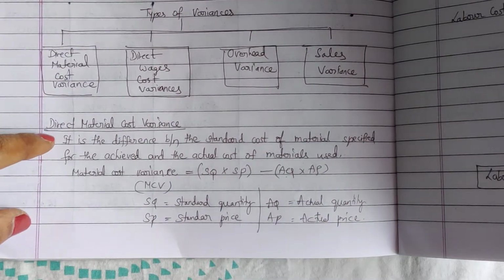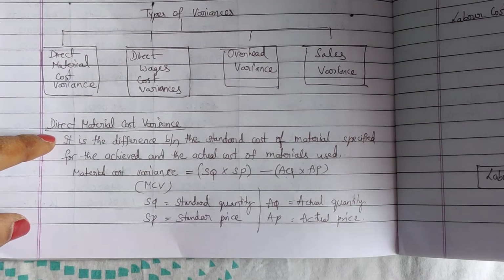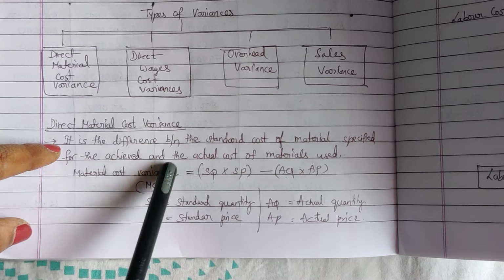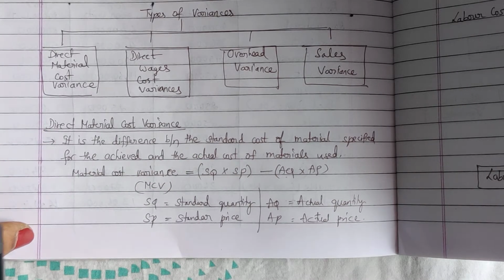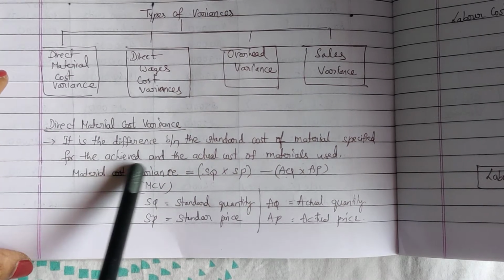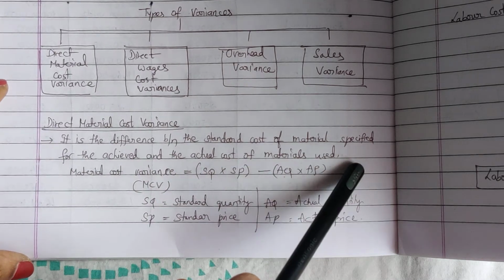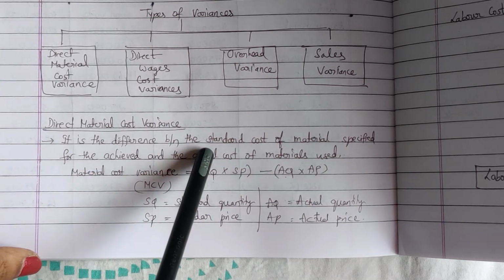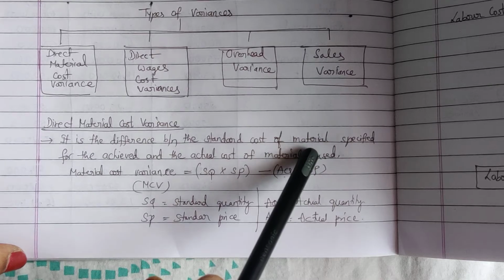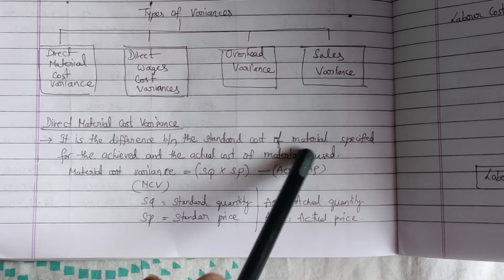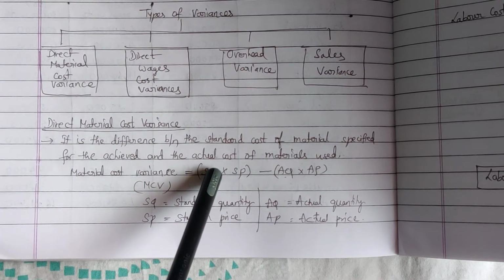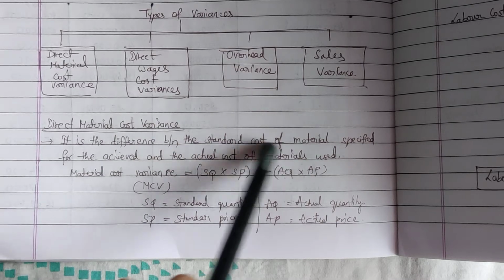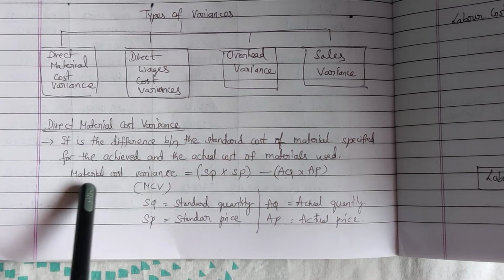Here the first one is the direct material cost variance. It is the difference between the standard cost of material specified for the output achieved and the actual cost of materials used. So what is the standard cost of material and what is the actual cost of materials. First we need to find out the difference between these two.